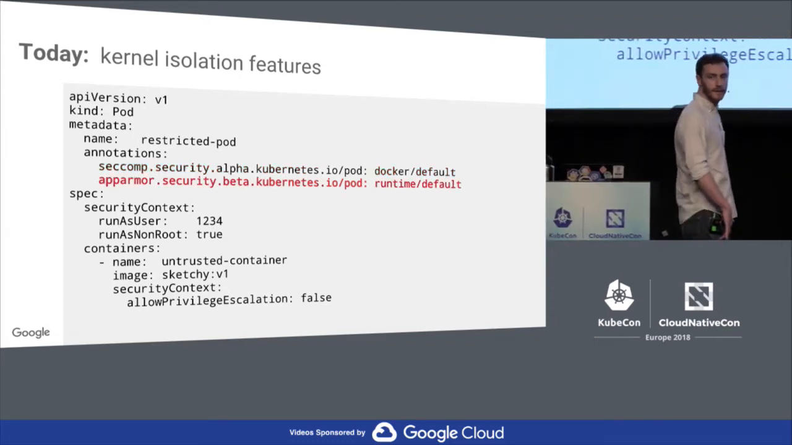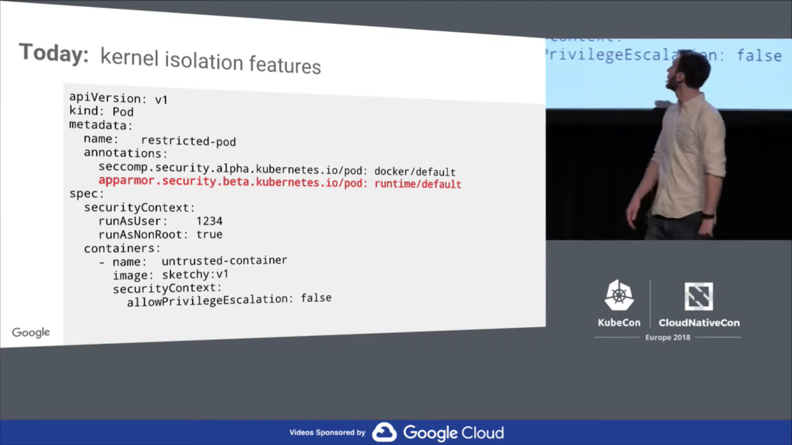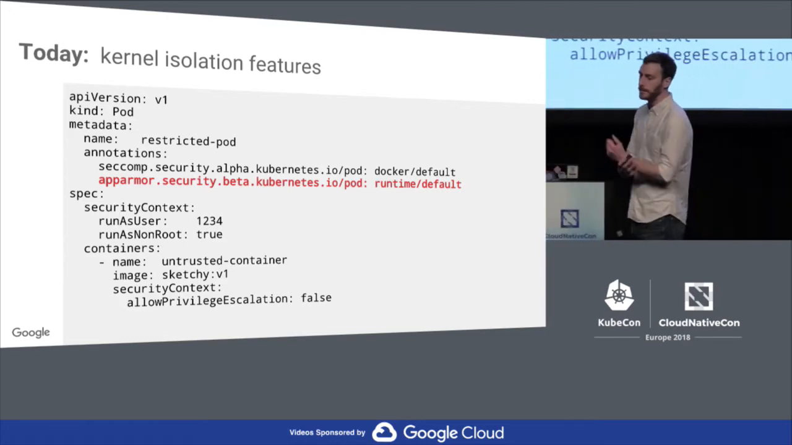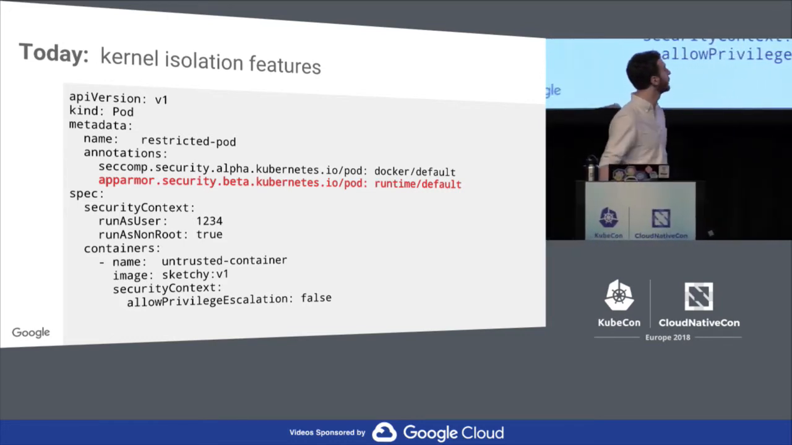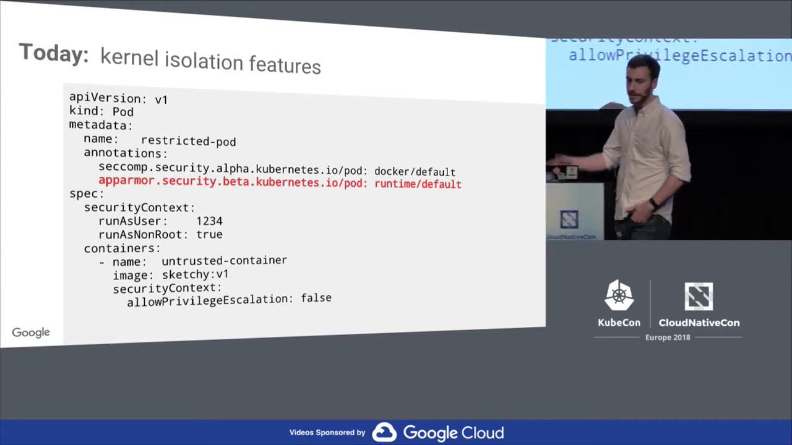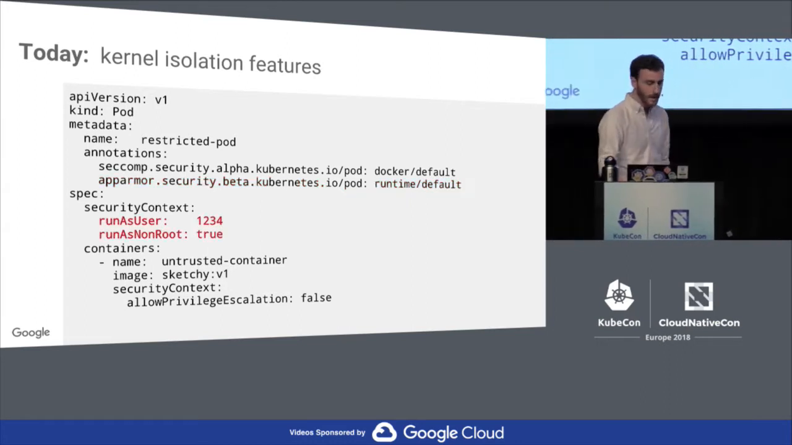AppArmor is another tool. SELinux is sort of the counterpart if you're running a SELinux system. This is for defending sensitive files mostly. And this we do run by default, so you don't necessarily need this annotation.